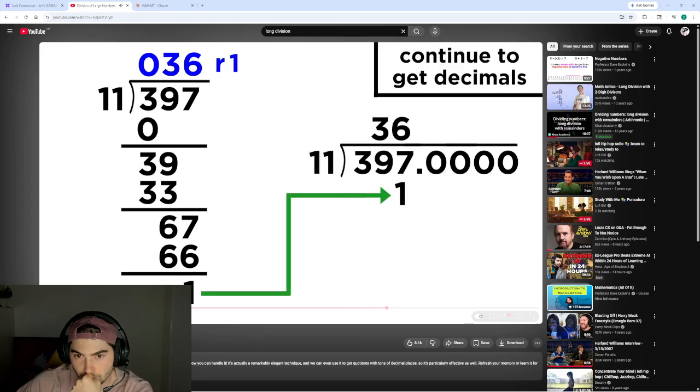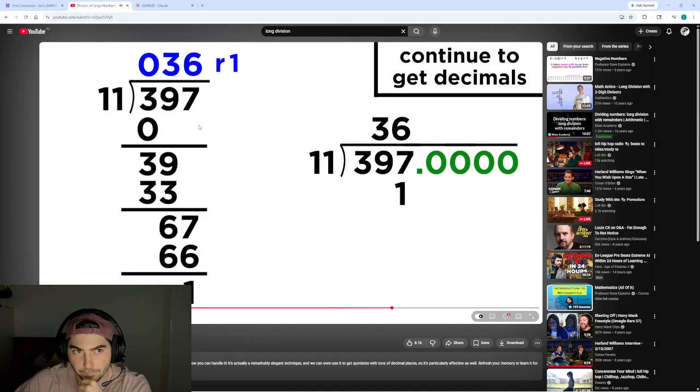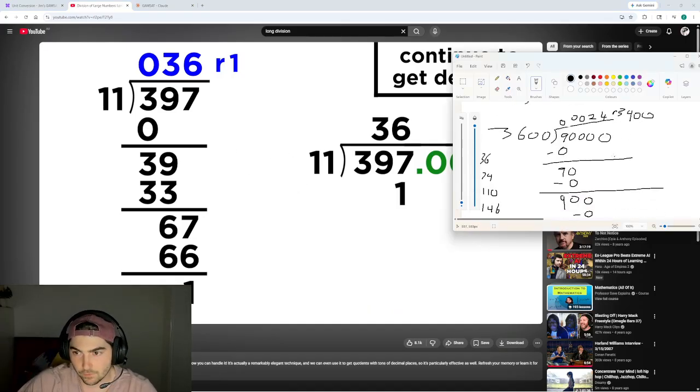If we don't like these remainders, we could keep going to get decimal places. Just put a decimal here. So it's just a decimal place value.